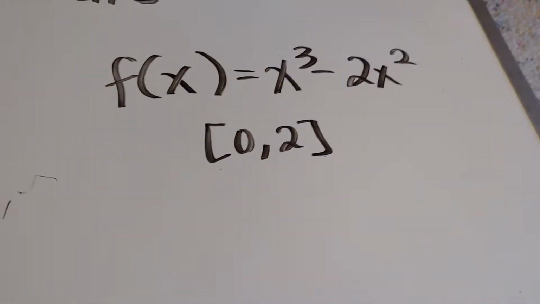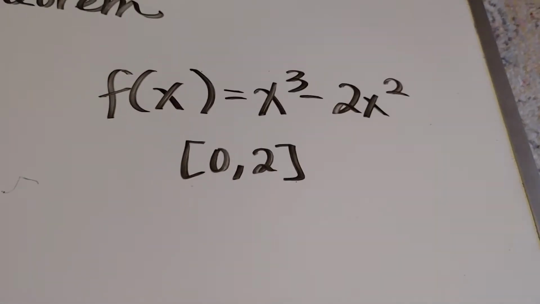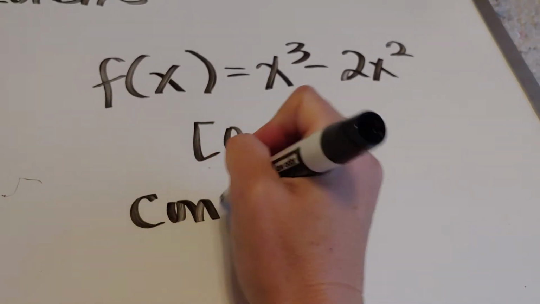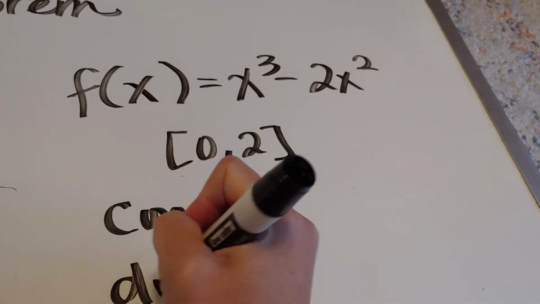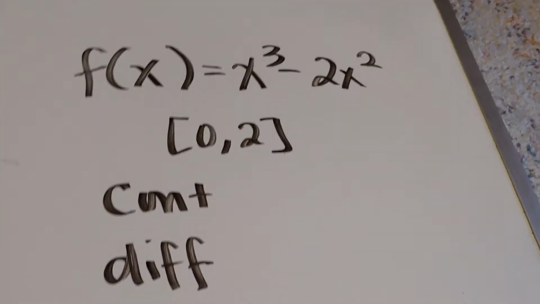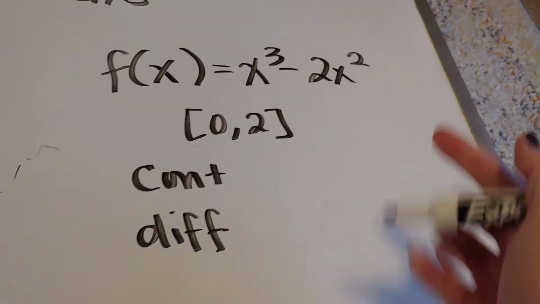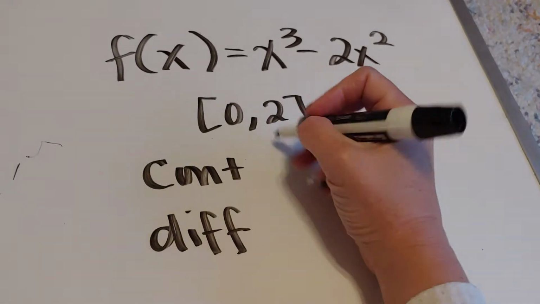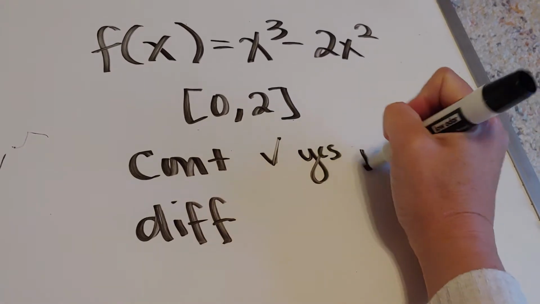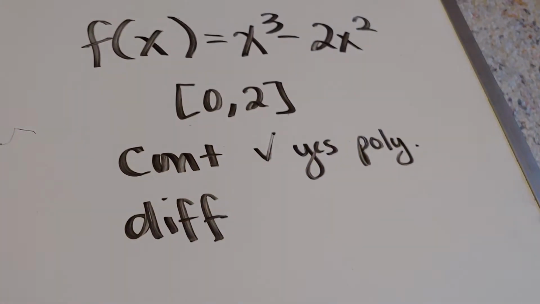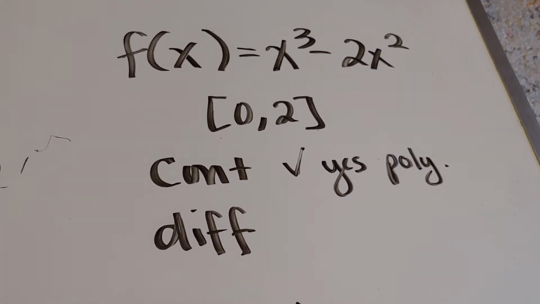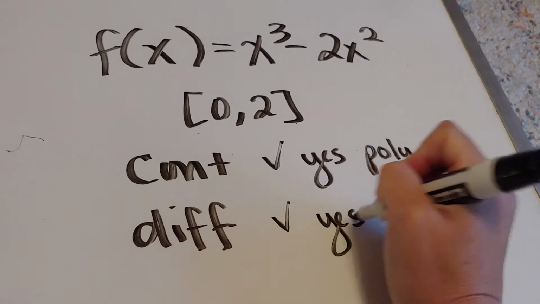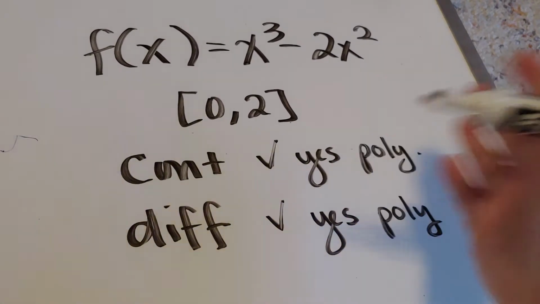When you're writing this up, you want to go through our checklist. I want to see on your homework and on a test that you're checking off that it's continuous and differentiable. Is this function continuous? Of course it is. It's a polynomial. So I'm just going to put, yep, polynomial. Is it differentiable? Yes. This is a polynomial. Polynomials don't have any problems. It's also differentiable on this interval.